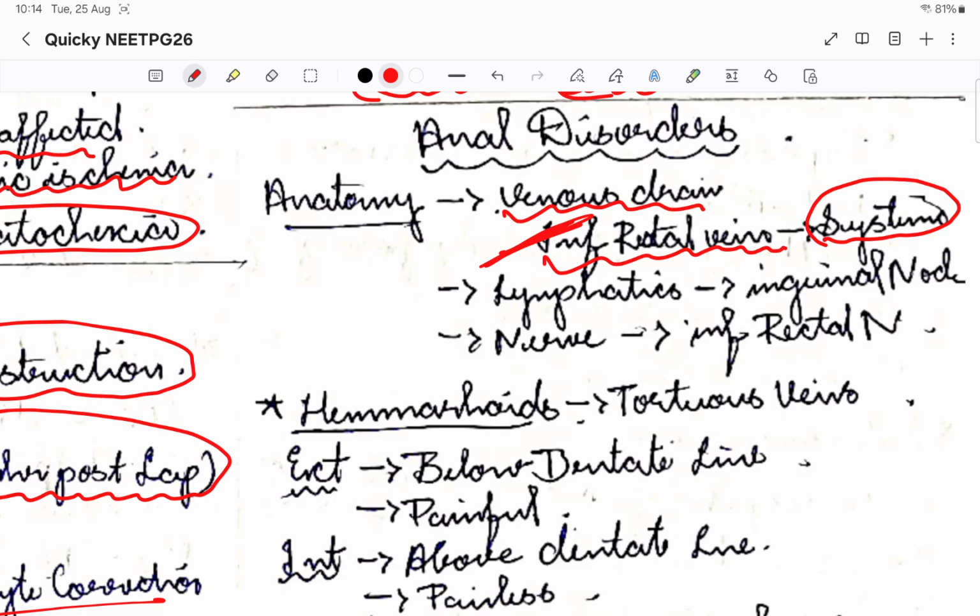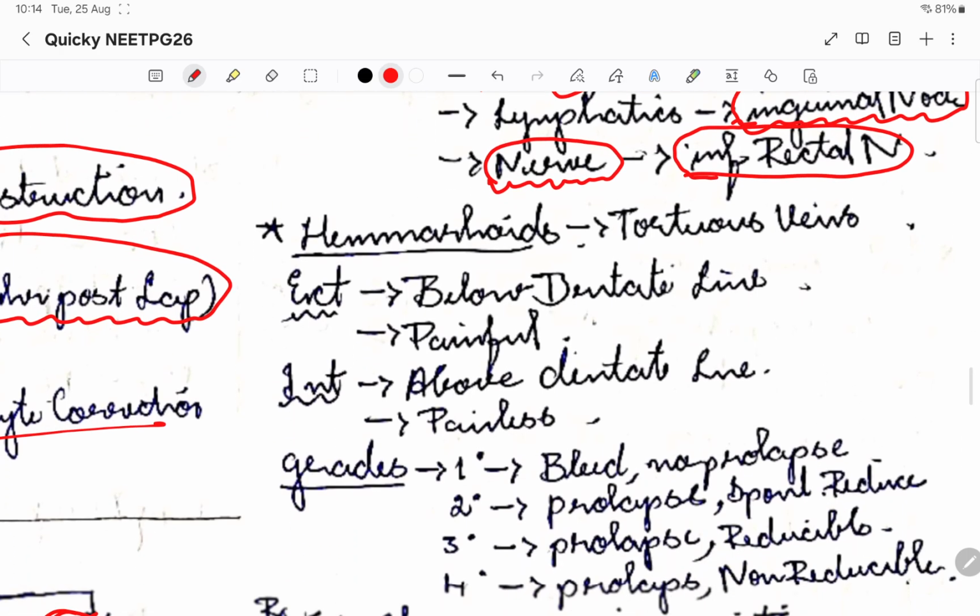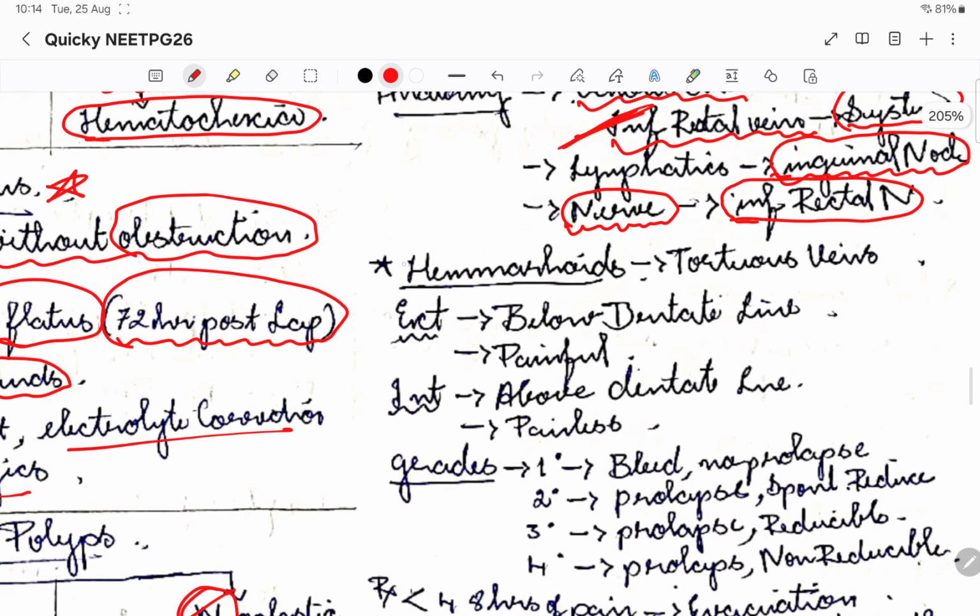So the lymphatic drainage is to the inguinal lymph nodes. Okay, so this is also very important. The superficial inguinal lymph nodes are very important, because anorectal cancers might metastasize to the inguinal lymph nodes. Okay, then coming to the nerve supply of the anus, it is the inferior rectal nerve that supplies the anus.